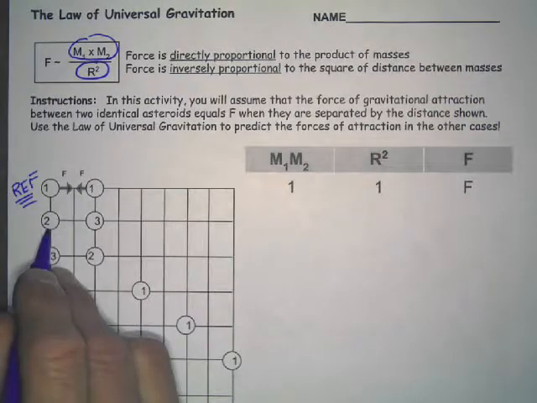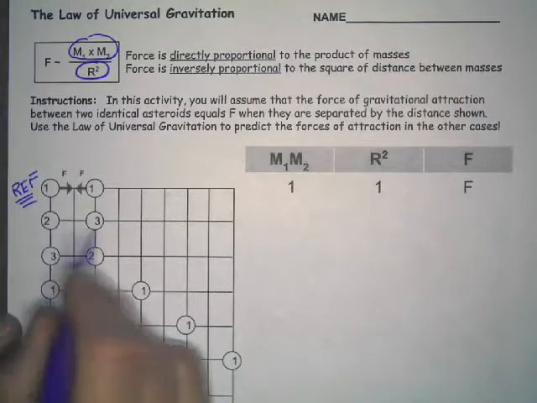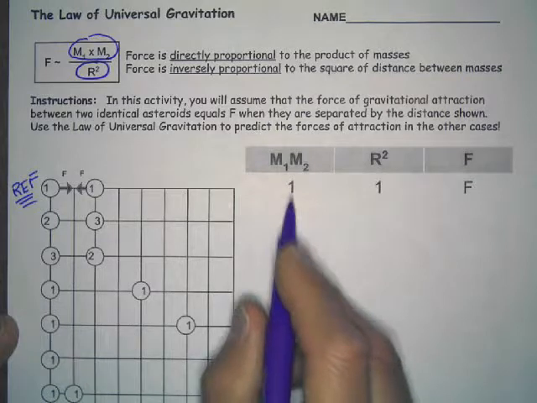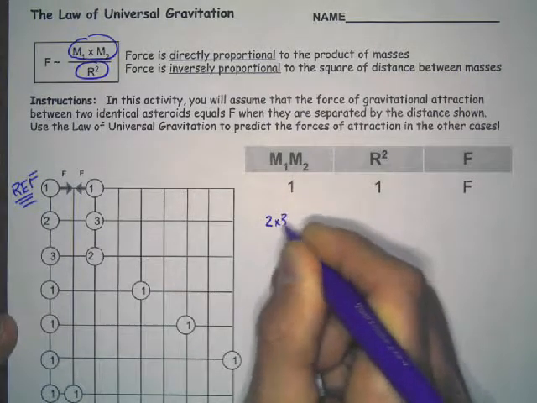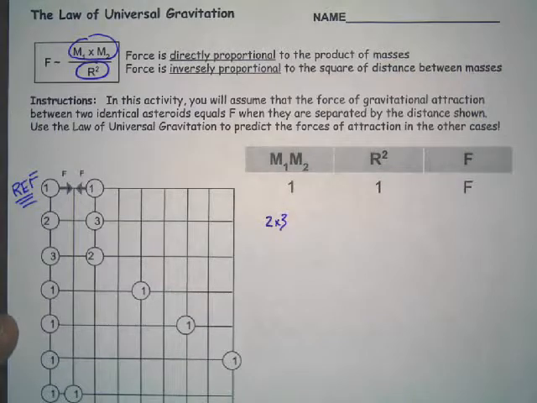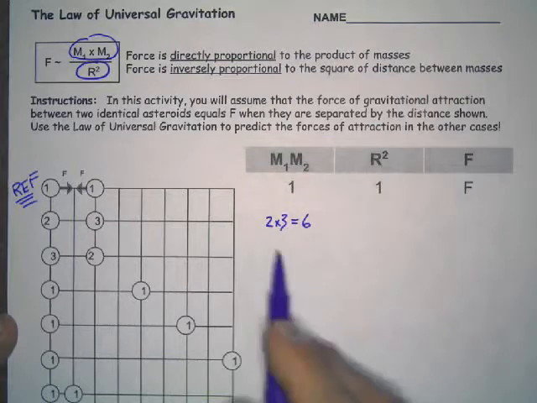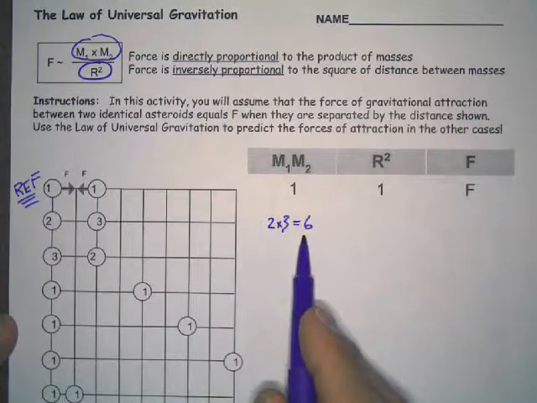Okay, let's go to the next case, the first case that I want you to figure out. So what if you have a mass of 2 and a mass of 3, and they're separated by that same distance? What you do with this is, first of all, you take the product m1, m2. So we would say 2 times 3, and that's equal to 6. That's the product of masses.